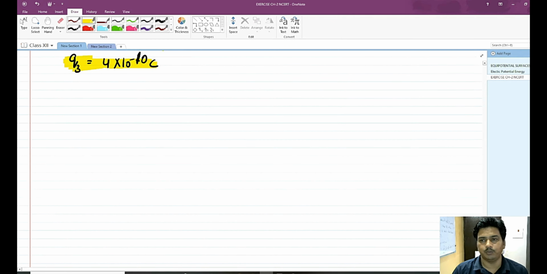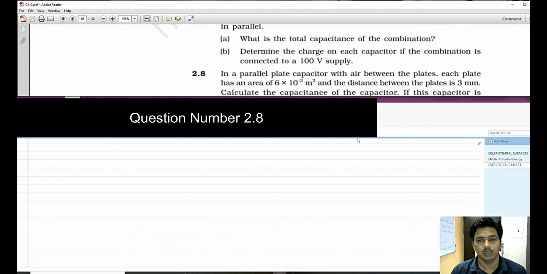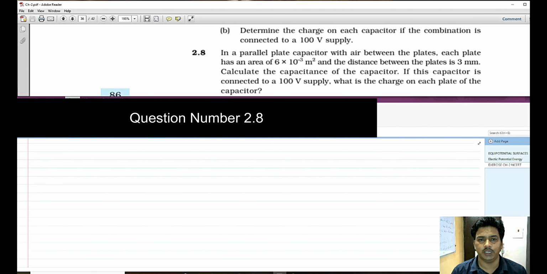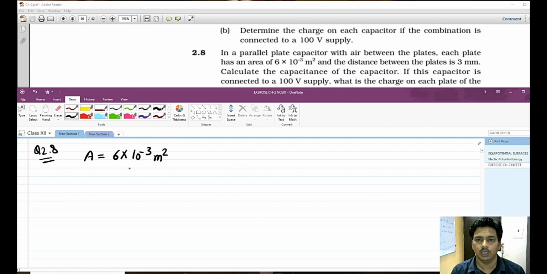So this is question number 2.7. Now question number 2.8. In a parallel plate capacitor with air between the plates, each plate has an area of 6 into 10 to the power minus 3 meter square, and the distance between the plates is 3 millimeter, so it is 3 into 10 to the power minus 3 meter. Calculate the capacitance of the capacitor.